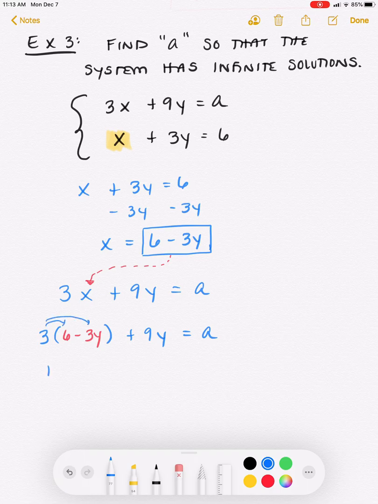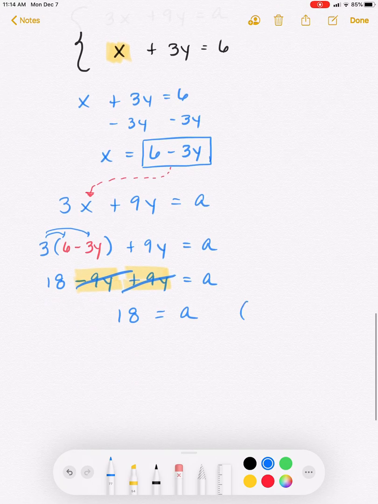And so I'm going to distribute the 3, and we get 18 minus 9y plus 9y is equal to A. All right? Now, like what happened before, when I go to combine like terms, what do we notice happens when you have negative 9y plus 9y? Well, the y's are going to cancel out, and what we're left with is 18 is equal to A. Well, if this system is going to have infinite solutions, then we need the result to be 18 equals 18, which means the A value is going to need to equal 18.